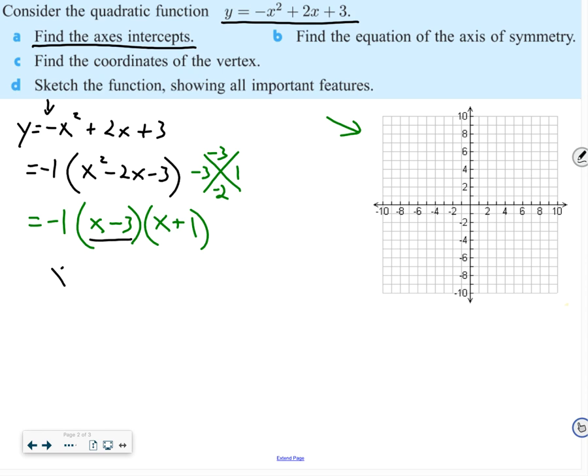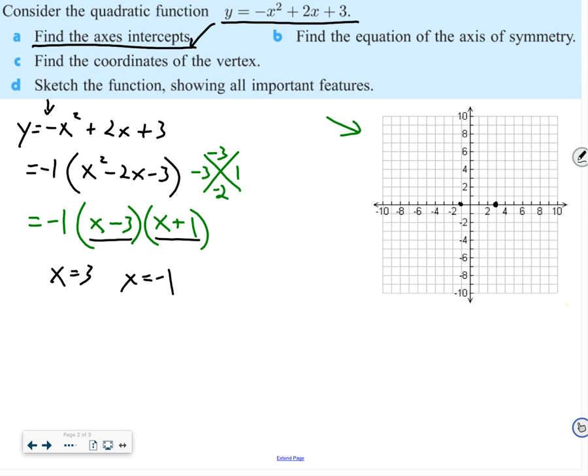In order to find my zeros, I get my roots here. From this one, I get x equals 3. From this one, I get x equals negative 1. So I'm going to go ahead and graph those. So x at 3 and x at negative 1 are my roots. So I've done part A.